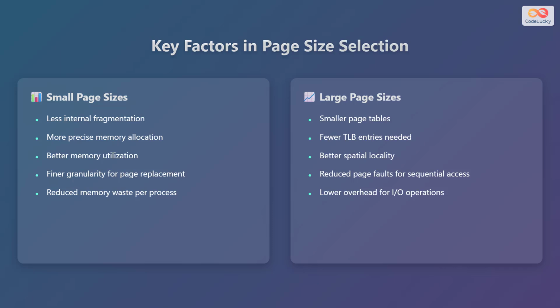On the right, we have large page sizes. These result in smaller page tables, requiring fewer translation look-aside buffer, or TLB entries. They contribute to better spatial locality, meaning data that is used together is stored together, reducing page faults for sequential data access. Large page sizes also lower overhead for input-output operations.